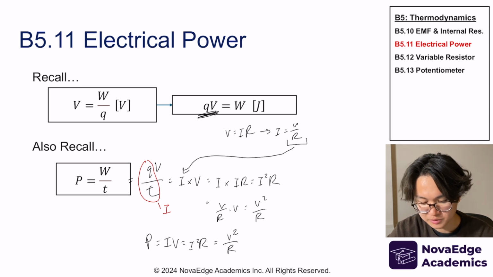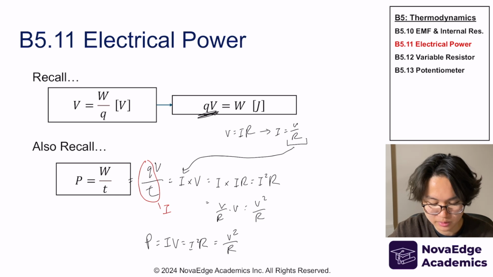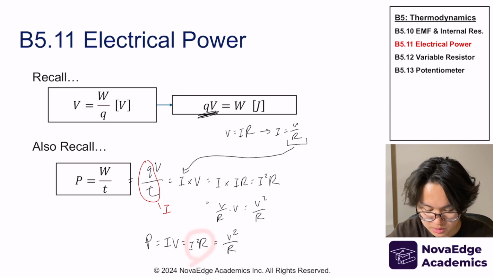Why am I saying all of these different formulas? By the way, these are all in your data booklet. Because if you know I and V, you should just do P is equal to IV. If you know I and R, you should just do I squared times R. If you know V and R, you can just use this.